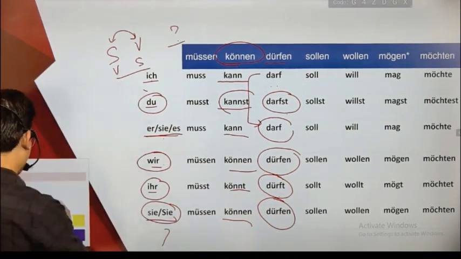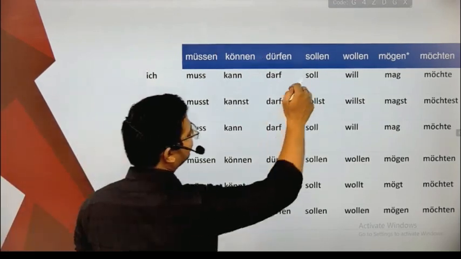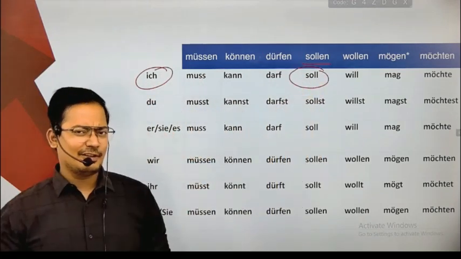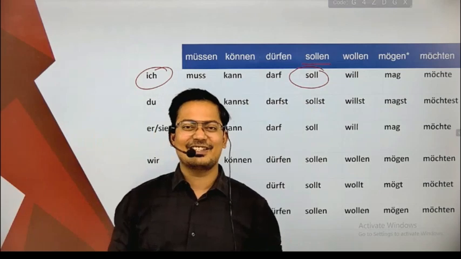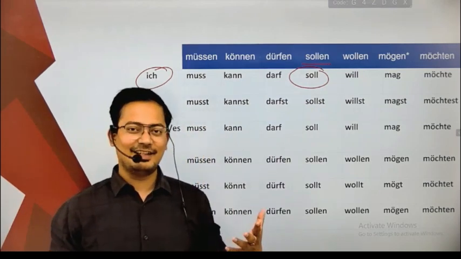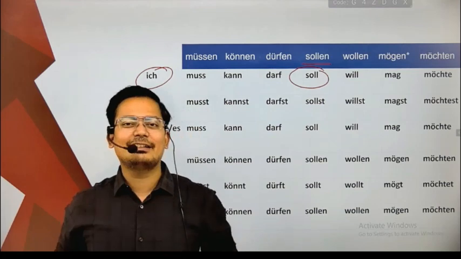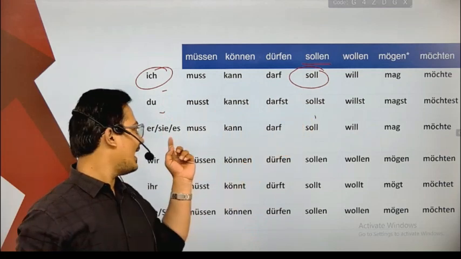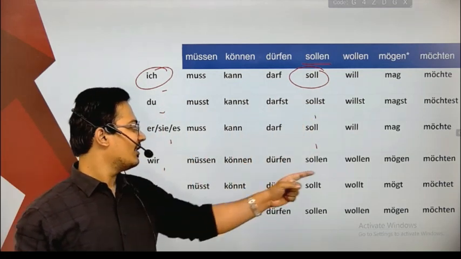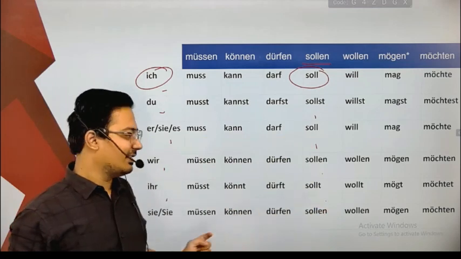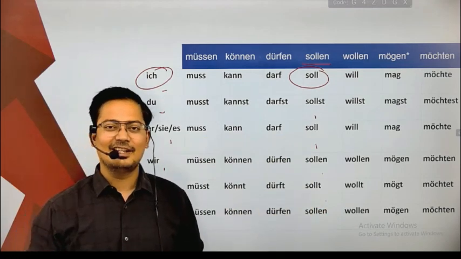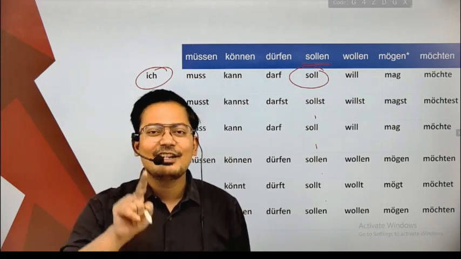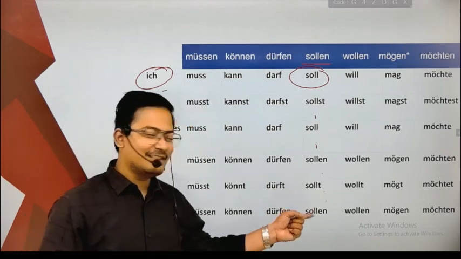Let's clean this mess and go to sollen. Ich soll, du, speak with me, because language is a game of pronunciation. If you don't speak, then you will not learn. Speak. Don't focus on writing things only. Ich soll, du sollst, sie, es soll, wir sollen, ihr sollt, sie sollen.